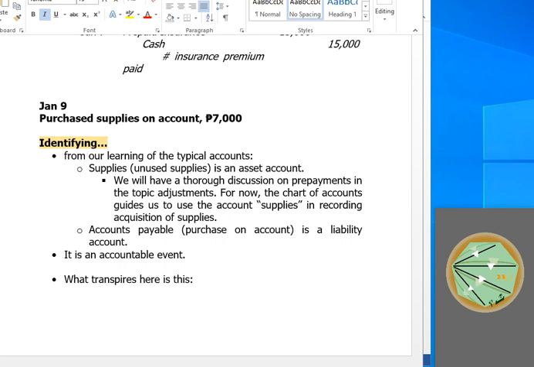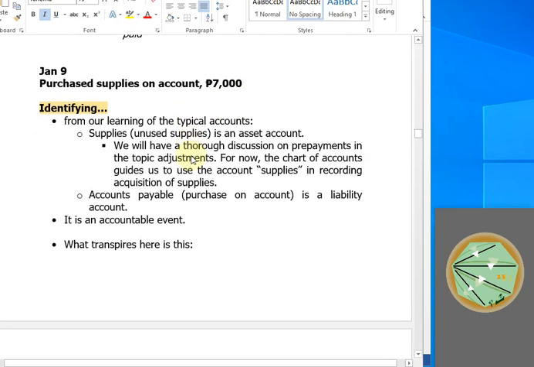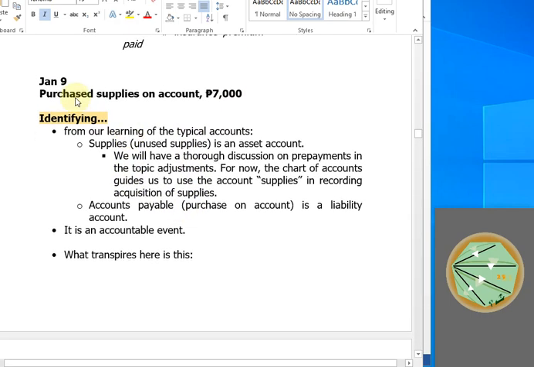Now we proceed to the transaction on January 9. On January 9, we have purchased supplies on account for 7,000. So again, we go back to our identifying purchase of supplies. Obviously, one of the accounts affected is supplies.